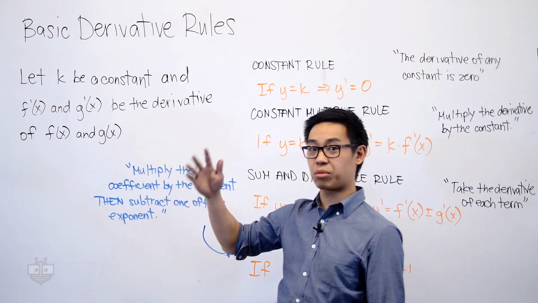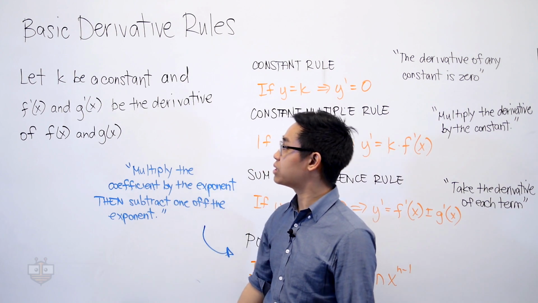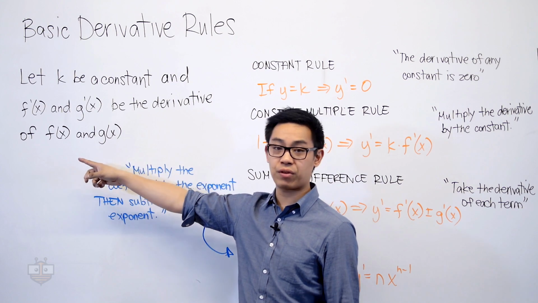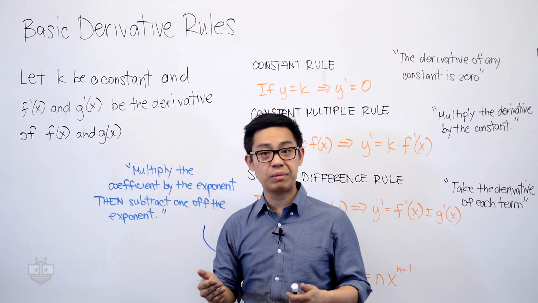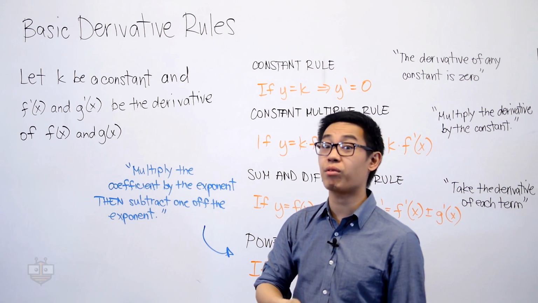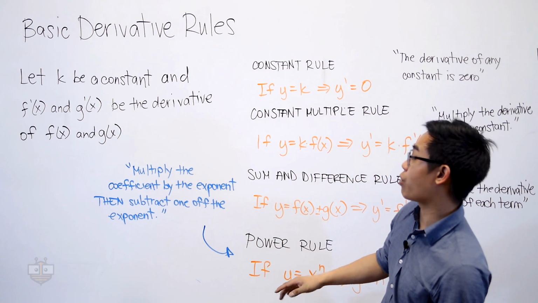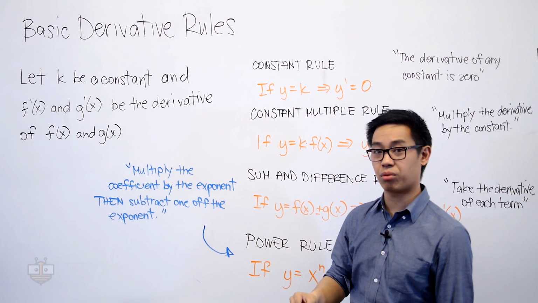It's using the basic derivative rules. Let's say that k is some constant that belongs to the set of real numbers, and f prime of x and g prime of x are the derivatives of f at x and g at x. So prime is the symbol that we use to represent the derivative of the function. Here are the 4 basic derivative rules. The 4th one is really, really important.